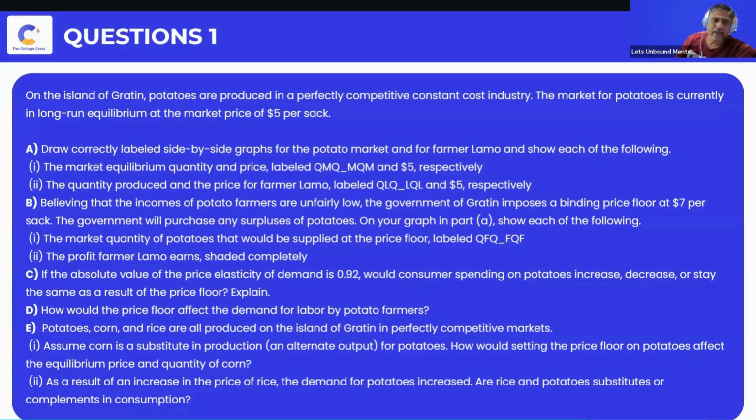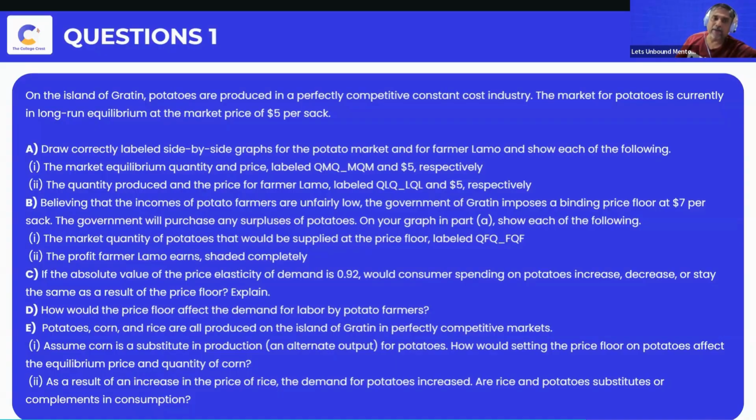Okay, then part C, it says if the absolute value of price elasticity of demand is 0.92, would consumer spending on potatoes increase, decrease, or stay the same? So within the same question, they are now also bringing in the concept of elasticity. So you have to analyze the given condition, the percentage increase in price, for example, would it outweigh the percentage decrease in the quantity demanded of the potatoes, etc. That kind of analysis you would have to write down, and you get just 1 point for writing that answer.